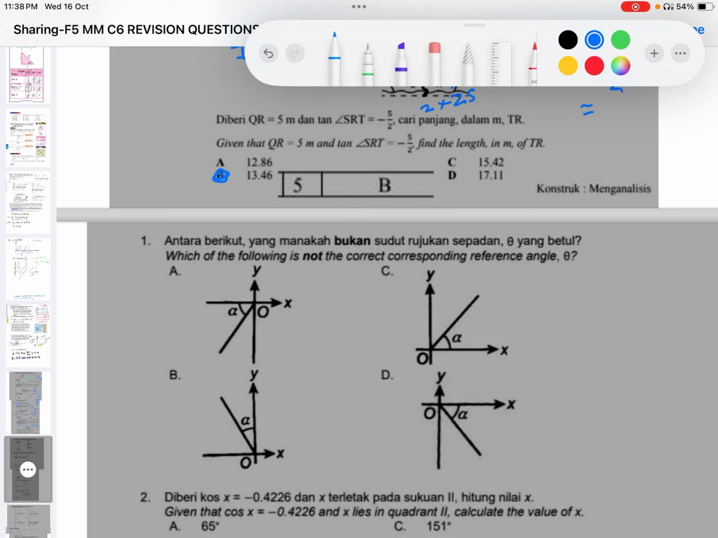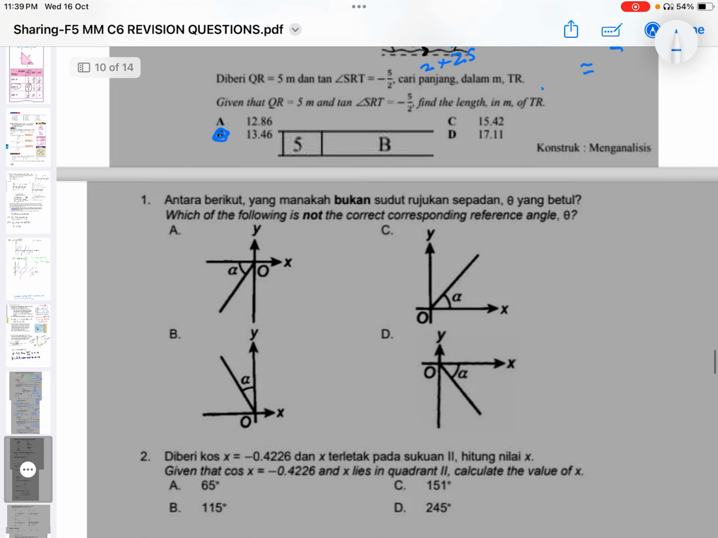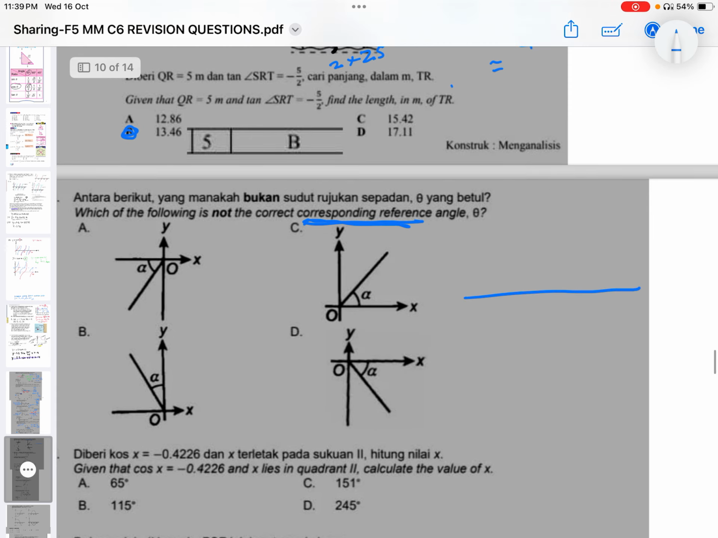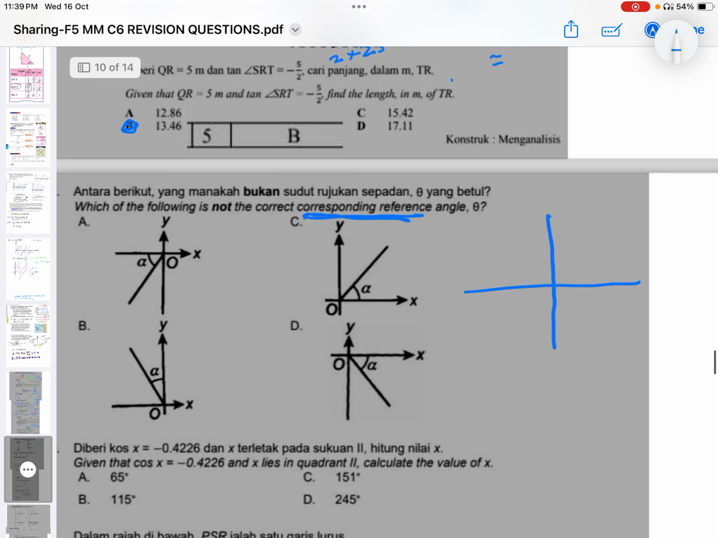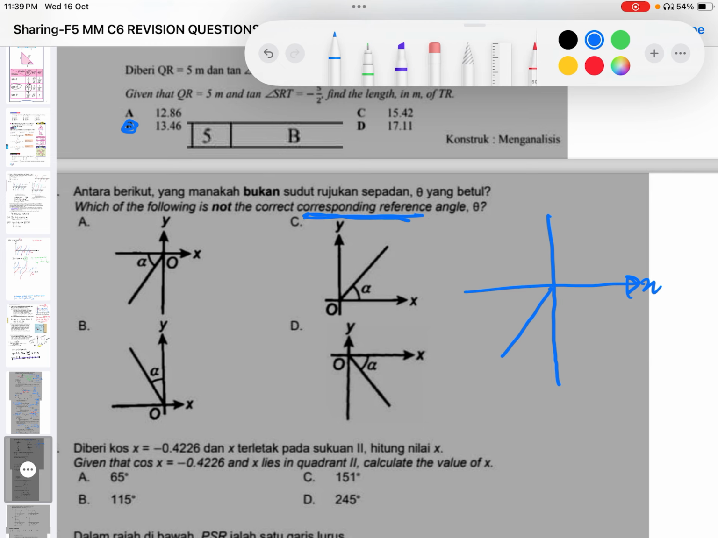Okay, seterusnya, which of the following is not the correct corresponding reference to angle theta? So kita tengok corresponding angle. Bila kita kira sudut corresponding angle, kita akan always towards X. Kita akan sentiasa terhadap X, relative to X. Kalau line tu ada dekat sini, kita akan cari dekat sini.